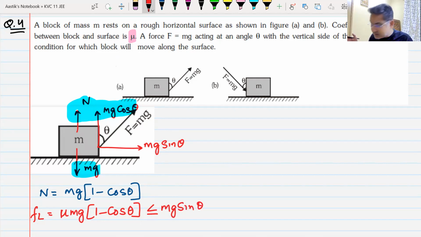That is the condition. Now after that, this is pure maths, and we'll have to just solve it using some math. We have to do some trigonometry. This 1 minus cos theta can be changed into 2 sine square theta by 2. Do you know this? This mg sine theta can also be changed into 2 sine theta by 2 multiplied by cos theta by 2. Do you know this?